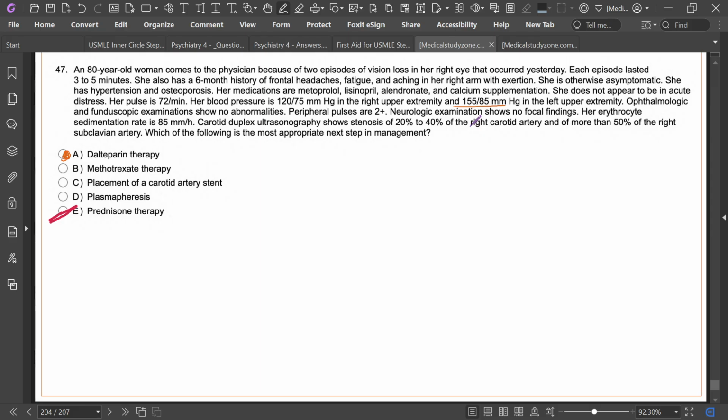What is your diagnosis? I was going to say amaurosis fugax, but I guess it's not that. Age more than 50 years, there is headache. Oh, temporal arteritis, yes. Temporal arteritis or giant cell arteritis. We know that in temporal arteritis there is carotid artery stenosis, so that's why carotid duplex ultrasonography is done and there is stenosis. So in temporal arteritis, we will give high dose steroid.